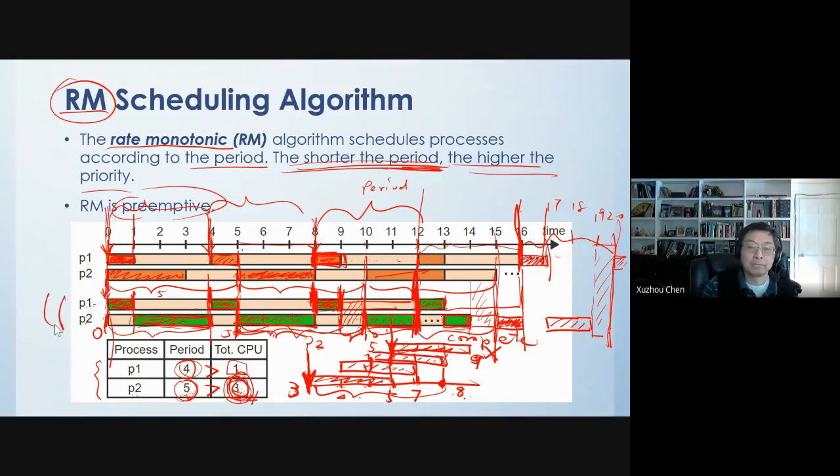But in general, the rule of thumb is that if you have to mix a real-time process and non-real-time processes, you always guarantee that the real-time process gets the top priority. Technically, you should never fail the real-time processes. Any questions?